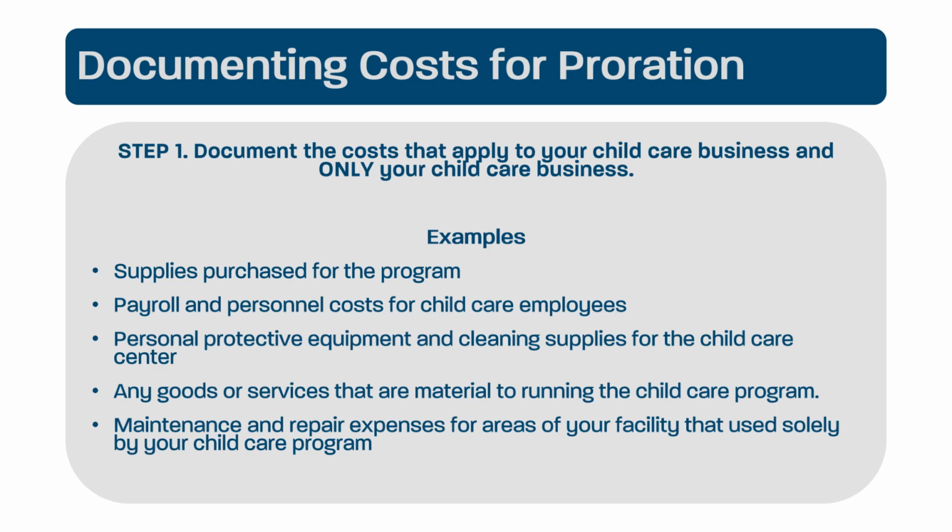Step 1 is to document actual costs that impacted your childcare business and only your childcare business. Expenses that can be allocated specifically to your childcare business include any supplies purchased only for the program, payroll and personnel costs for childcare employees, personal protective equipment and cleaning supplies for the childcare center, and any goods or services that are essential to running the childcare program.